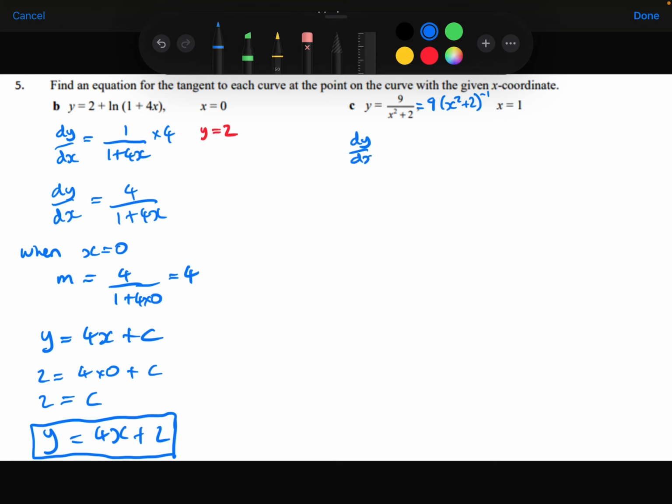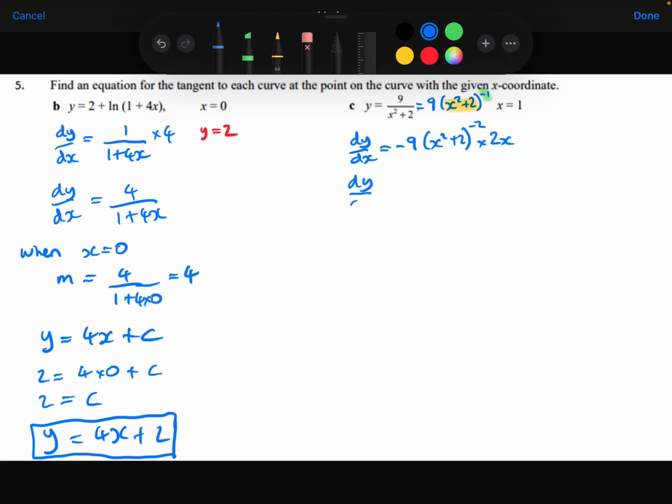Now I can differentiate this because I have got the x squared plus 2 inside the power minus 1. So let's differentiate the power of the minus 1 first. So times by minus 1. Take 1 away from the power. And then by the chain rule, we're going to multiply that by the derivative of the inside function. The derivative of x squared plus 2 is 2x.